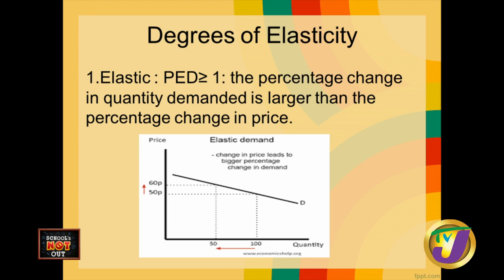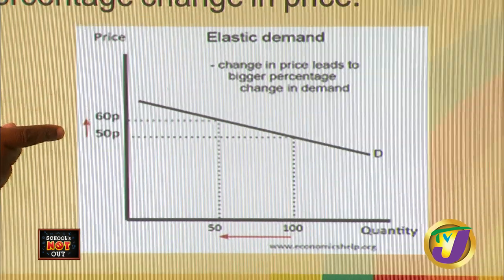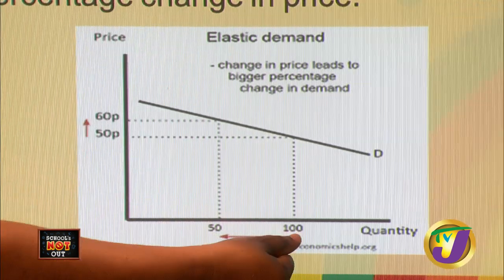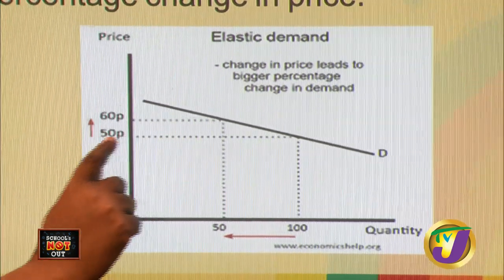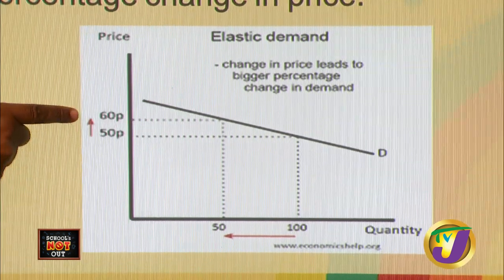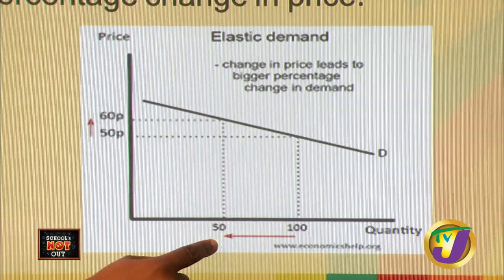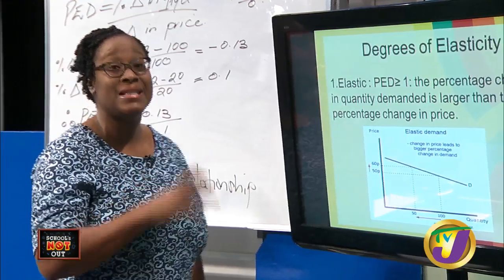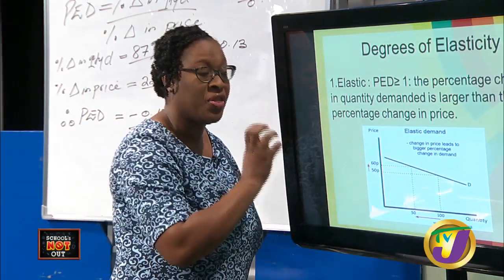If you can see this diagram here, the price change here was just a simple $10 change. However, there was a great reaction in terms of quantity demanded for this good. At $50, quantity demanded was 100. But with a $10 increase to $60, quantity demanded fell to 50. This shows that consumers are highly sensitive or responsive to a change in the price of this good.